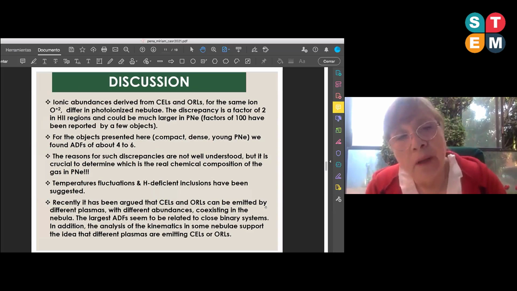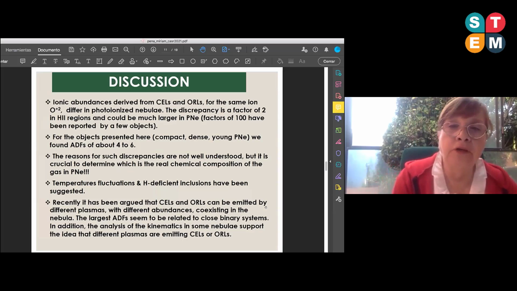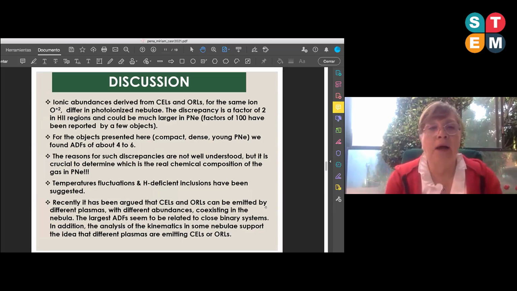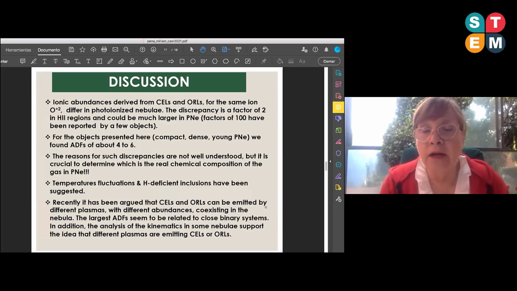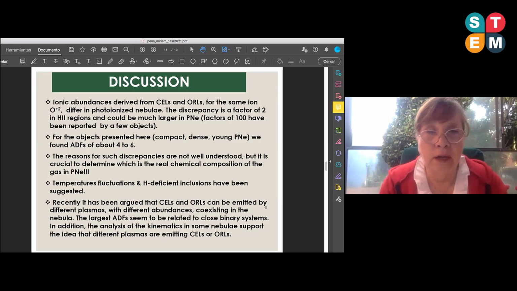Discussion. Ionic abundances derived from collisionally excited lines and optical recombination lines for the same ion, oxygen plus 2, differ in photoionized nebulae. The discrepancy is a factor of 2 in H II regions, but could be much larger in planetary nebulae. Even a factor of 100 has been reported for a few objects. For the objects presented here, which are compact, dense, young planetary nebulae, we found ADFs of about 4 and 6. The reasons for such discrepancies are not well understood.